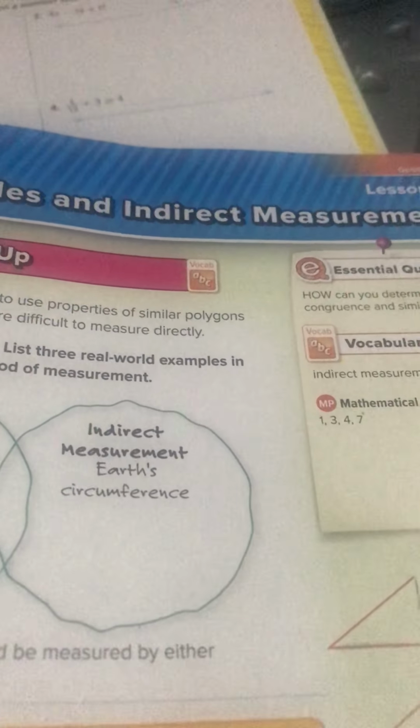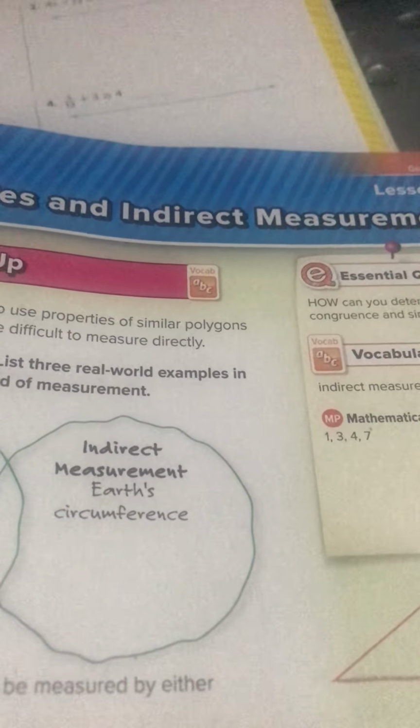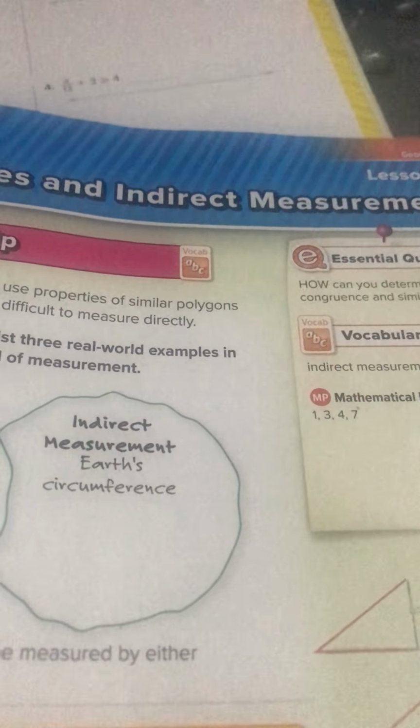This is grade 8. So grade 8, lesson 5. Chapter what? Chapter 7. So lesson 5, chapter 7. What are we doing? Similar triangles.